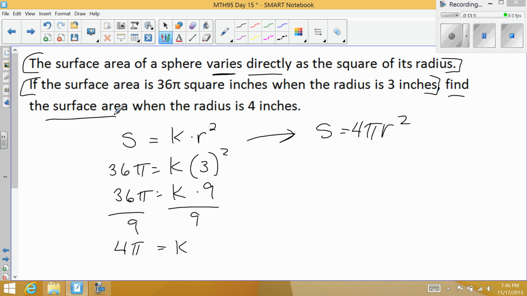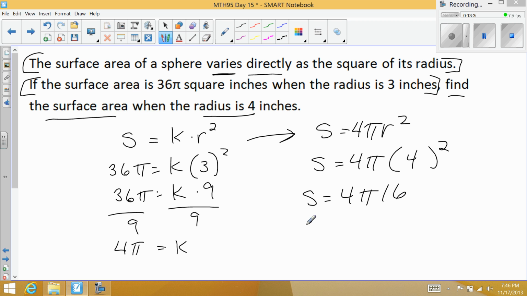Find the surface area S when the radius is 4. So the surface area is 4 pi times the radius squared, and we're being told the radius is 4. So 4 pi times 16, S equals, let's see, 24 carries, 64 pi, and looks like that's going to be square inches.